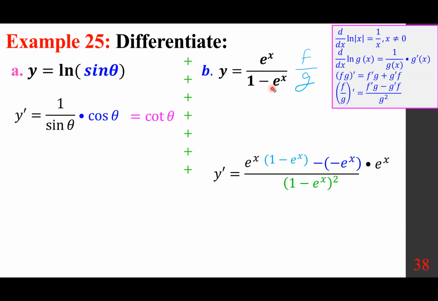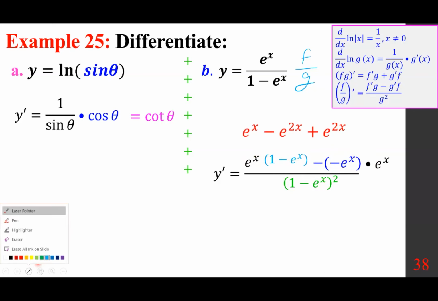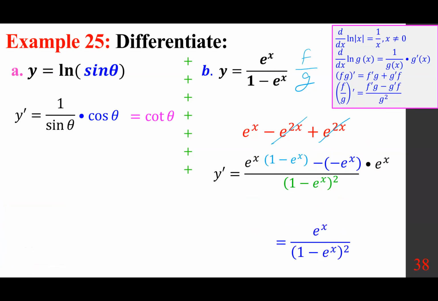All we have to do is simplify the numerator, everybody. Let's just simplify the numerator. e to the power of x. I hope you recognize the product of these two is minus e to the power of 2x, because you add up the x's, and minus makes it plus e to the power of 2x again. Obviously, these two cancel each other. The numerator has only e to the power of x.